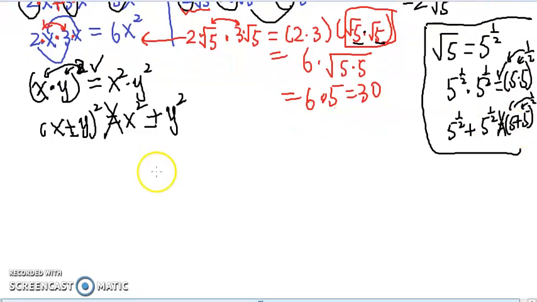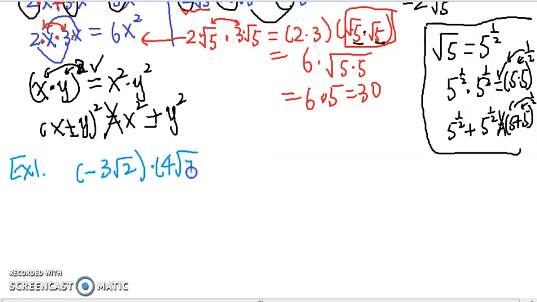Okay, so let's look at another example. Let's call this one example 1. We have negative 3 square root of 2 times 4 square root of 7. Similar to the previous example, we're going to multiply, because there's nothing here but actual multiplication. So we can switch these two and put the negative 3 and the 4 together. We multiply them to get negative 12. And then we can multiply square root of 2 and square root of 7.